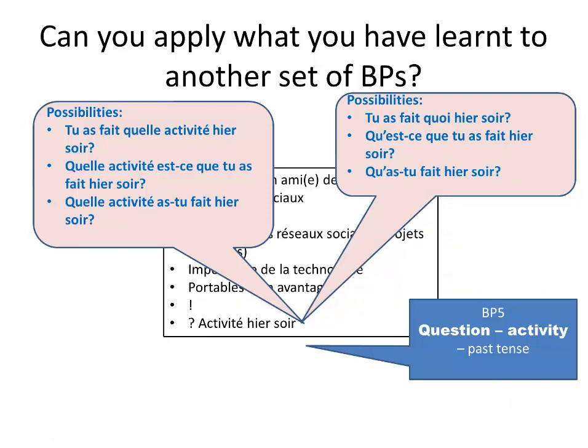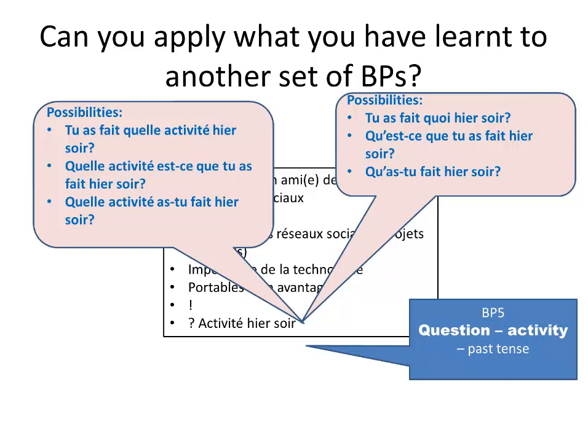So first of all, on the right hand side, what did you do yesterday evening? It could be tu as fait quoi hier soir? Better is qu'est-ce que tu as fait hier soir? What is it that you did yesterday evening? Qu'est-ce que tu as fait hier soir? Or you could do that clever little inversion. Qu'as-tu fait hier soir? So any of those, but really probably number 2 and number 3 are the best ones.